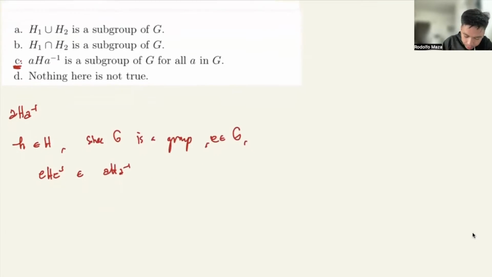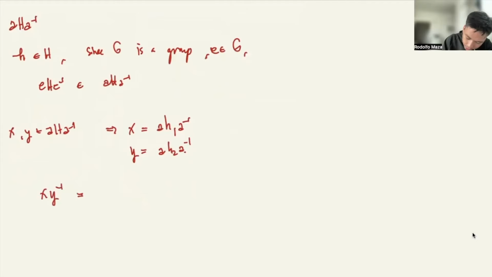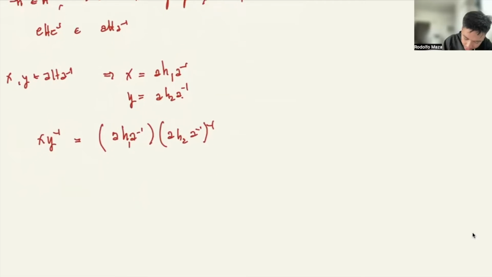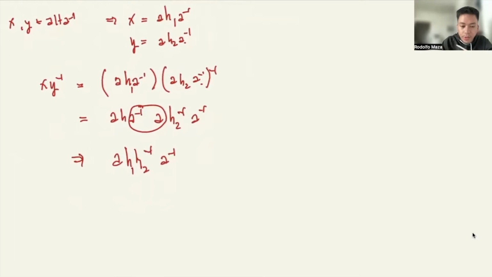Pangalawa, this is obviously a subset of G. Yes. And then pangatlo, let's say meron kang X and Y in AHA inverse. So mangyayari niyan, X is equal to AH1A inverse, and then your Y is AH2A inverse. So ang mangyayari dyan, XY inverse. So meron kang AH1A inverse, AH2A inverse, may inverse pa dyan. So, ang mangyayari dito, ano ba? Ito yung mauuna para maging inverse na meron kang A, H2 inverse, and then A inverse. So, yan, magiging identity yan. So, you'll have A, H1, H2 inverse, A inverse. So, ano to? Di ba this is just the same as this H? So, element siya ni AHA inverse.